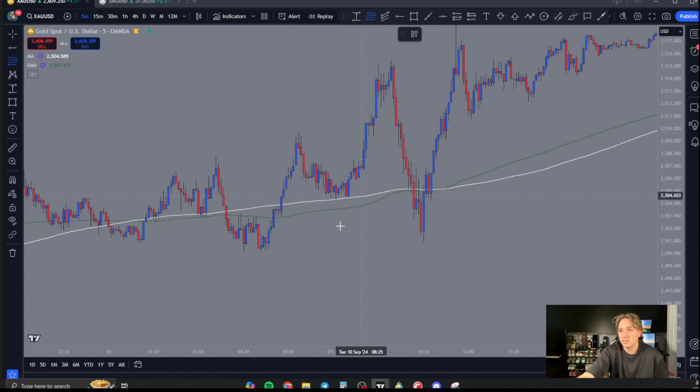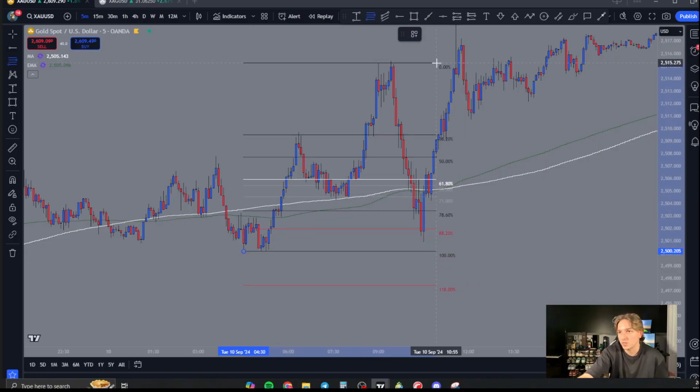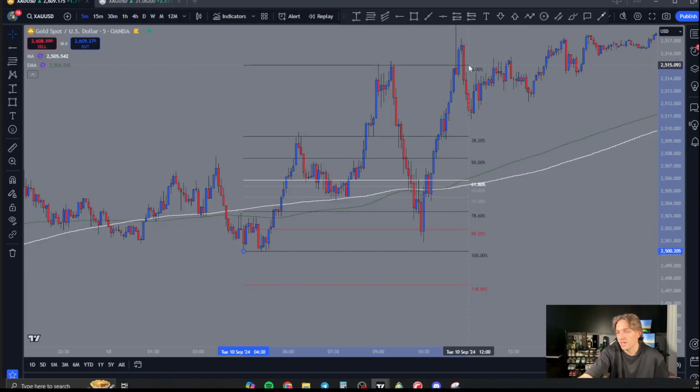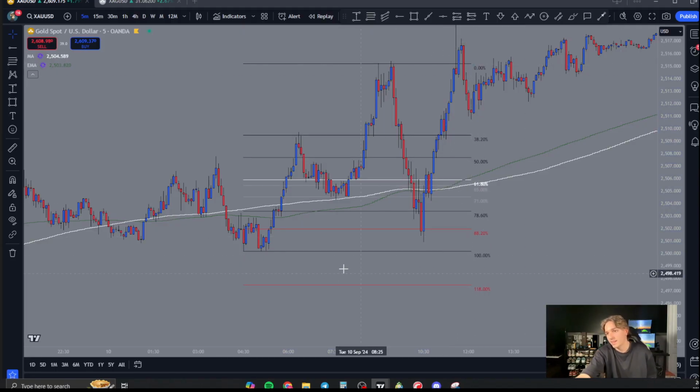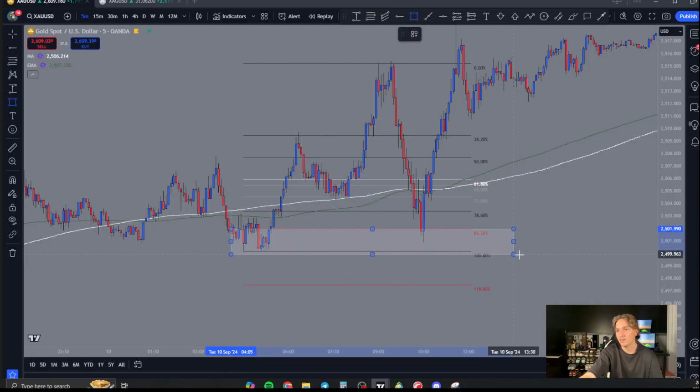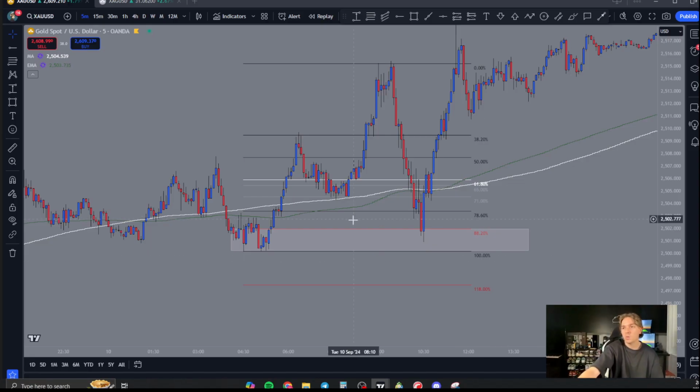So what did we have? Well, we had a good old fib 88. Okay, so we took the short, made some profits. Then we had our buy zone that was right there. Okay, so this was our buy zone. So what are the criteria to take a sniper entry?